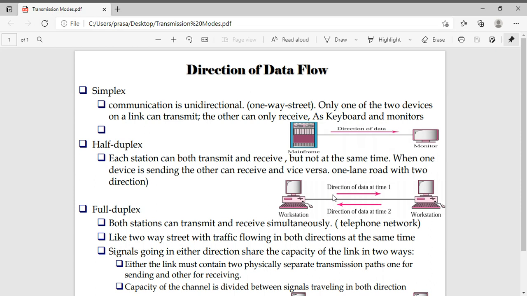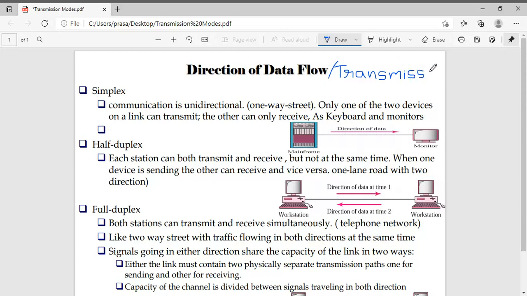Okay, today our topic is direction of data flow, or we can call it by another name also, that is transmission modes. The various modes of transmission which are meant for transferring the data from one part of the network to another part of the network. Okay, what we have to remember is transmission of data.